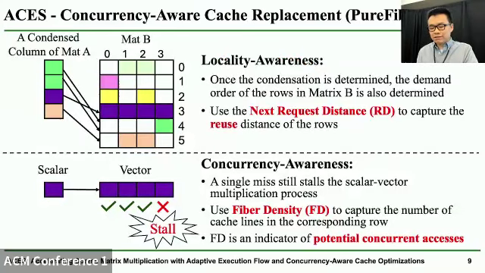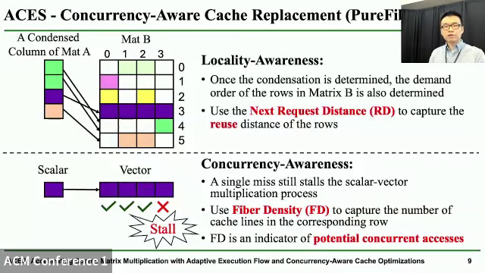Once the condensing degree of matrix A is determined, we can know the demand order of the rows in matrix B. Therefore, we can calculate the next reuse distance, RD, to dynamically capture the reuse distance of the rows, which indicates the expected time until the row is next requested, giving us information about the data locality.